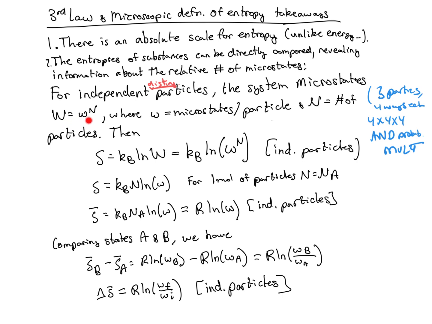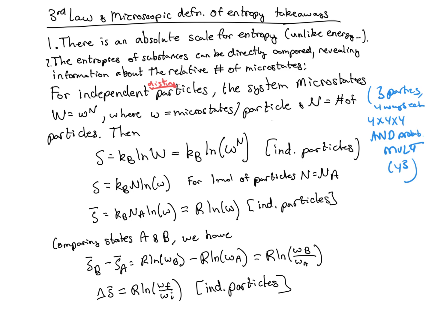And so that's where this equation comes from, 4 times 4 times 4. That would be 4 to the 3. So what that looks like in general is that I take the microstates per particle to the power of how many particles I have, and that gets me the microstates for the whole system for independent distinguishable particles. Then we get this nice result if I take this definition of entropy and plug in microstates per particle to the power of n. That n comes out front.